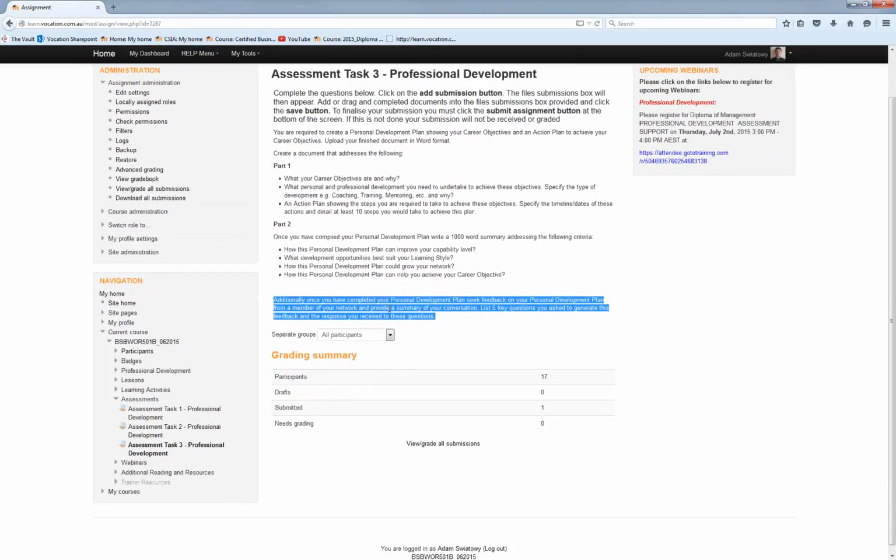When you're done, what we'd like you to do is to get feedback. Seek feedback on your personal development plan from a member of your network and provide a summary of the conversation. What I want you to do is list 5 questions that you are going to ask somebody else. So you're going to get your personal development plan and give it to somebody and ask them 5 questions. And those 5 questions are going to help you get feedback on what it is you've done.